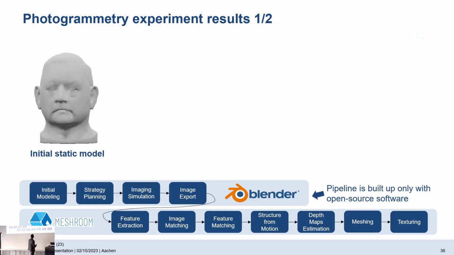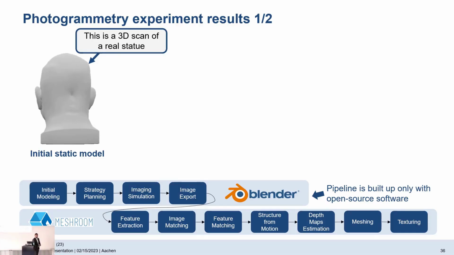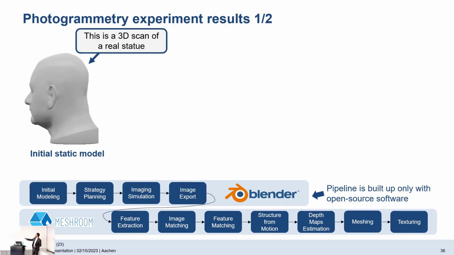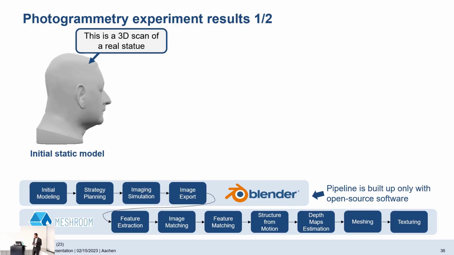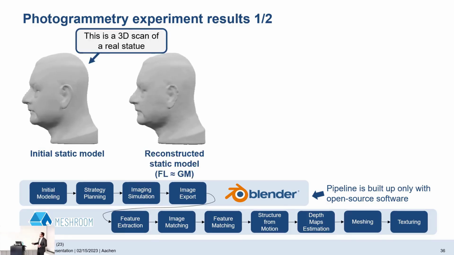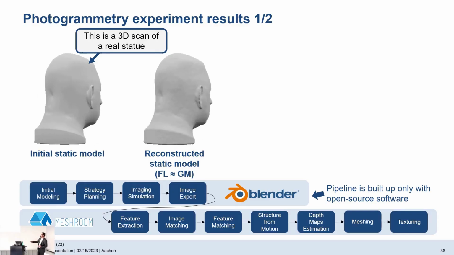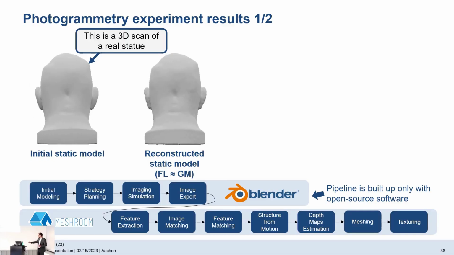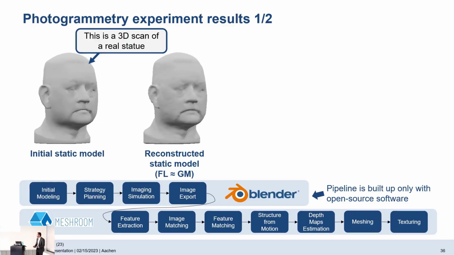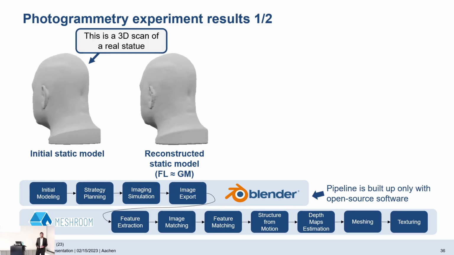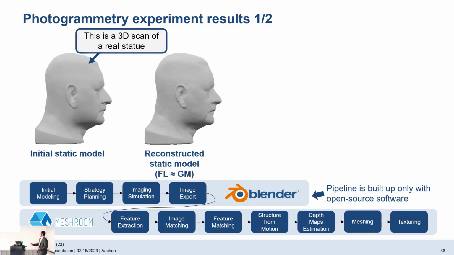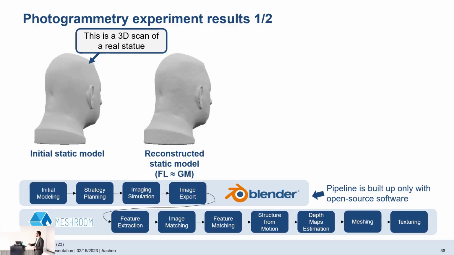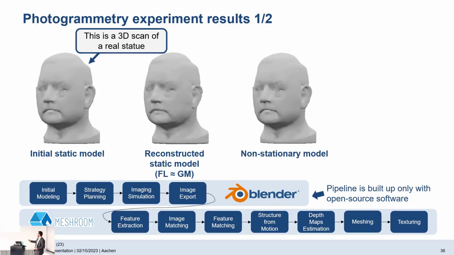So I designed the overall experiment pipeline like this: I have an initial static model, which is in fact a real 3D scan, in case you're wondering why the eyes look so weird. Then I tested the pipeline, which I built using Blender for the whole simulation part. And I exported these images to Meshroom, which is also an open source software for photogrammetry reconstruction. And we see that the reconstruction of the static model worked quite well, and the results were similar for both approaches here.